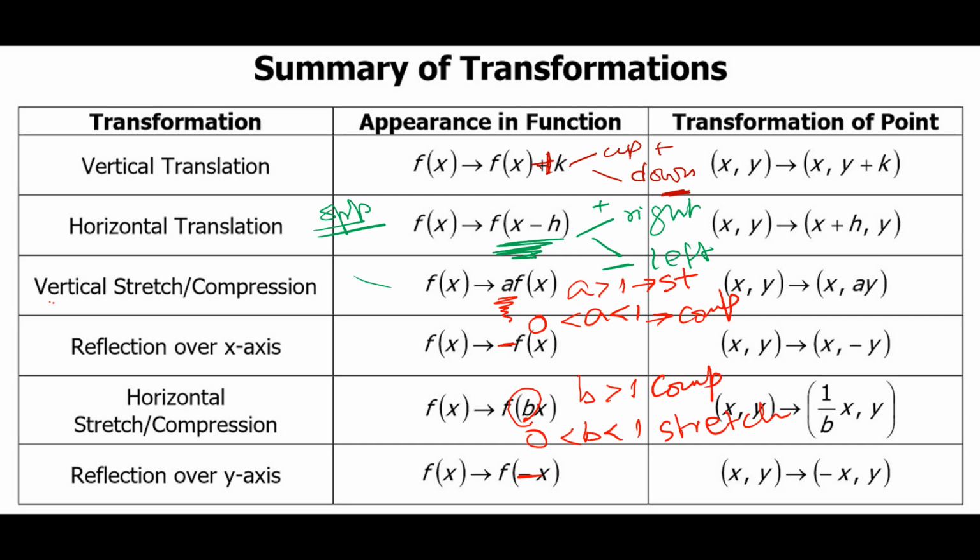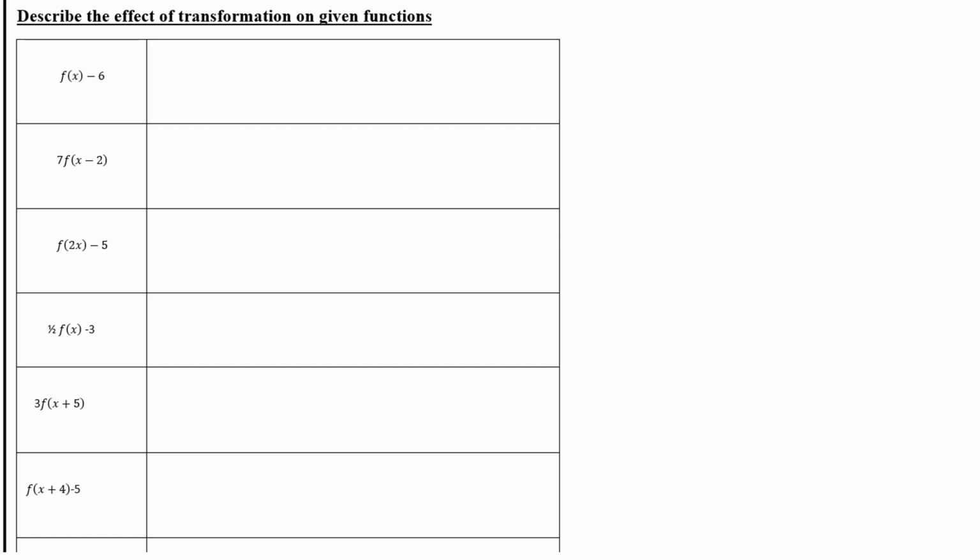Now, let's try some important questions and describe their transformation. Whenever it says describe the effect of transformation on given equations or functions, the first thing you must know is the general equation of the transformation, that is a f of x minus h plus k. And over here you can write b.